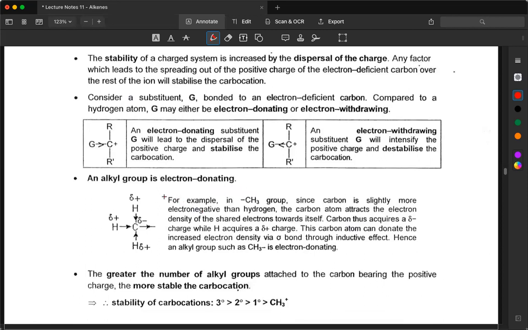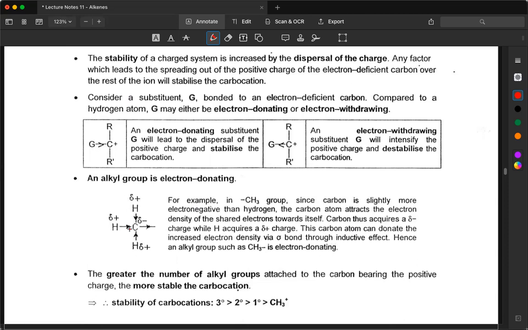An alkyl group is electron donating. So in a CH3 group, carbon is actually slightly more electronegative. So what happens is that the carbon atom itself will attract the electron density of the C-H bond towards itself. So carbon acquires a partial negative charge and hydrogen acquires a partial positive charge. The carbon atom can donate the increased electron density via sigma bond through this effect called inductive effect.